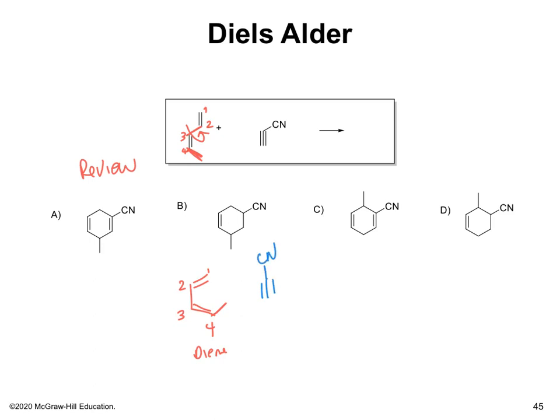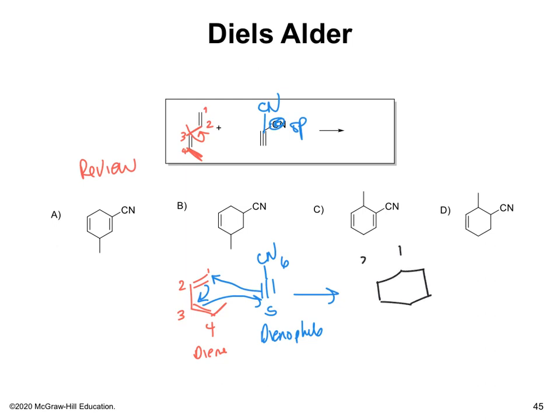And then you have the, this should be a linear, because of the sp carbon. Okay, so this is your dienophile. There's 5 and 6. And then you can draw your curved arrows. And then your product is going to be a 6-membered ring. 1, 2, 3, 4, 5, 6.